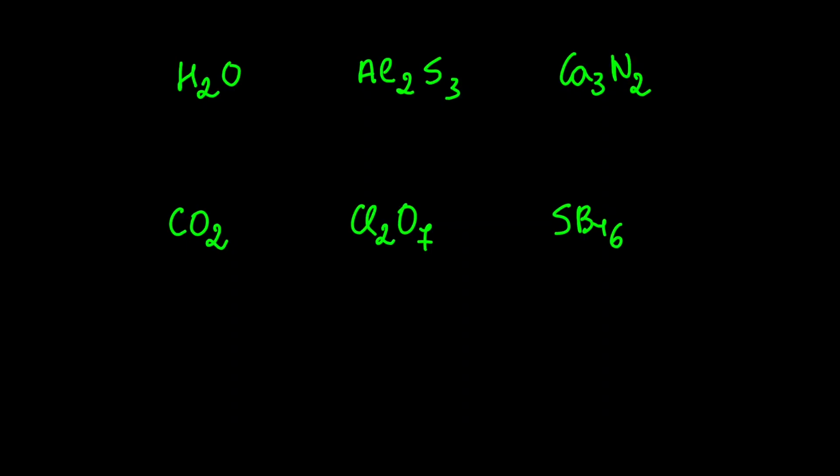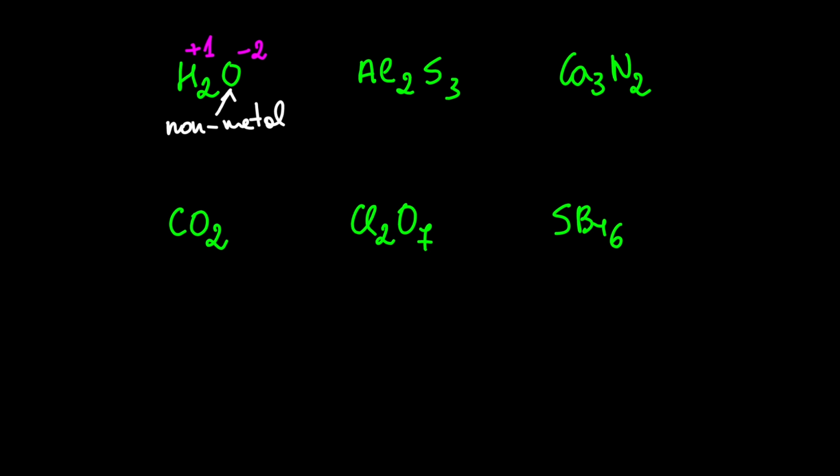Here we have different chemical formulas, so let's determine the oxidation states of each element in these compounds. The first is H2O. As I mentioned before, oxygen oxidation state is always -2. Now what about hydrogen? Hydrogen always has a +1 oxidation state in the compounds with nonmetals. So if you remember the rules and possible oxidation states in the periodic table, you should be fine.